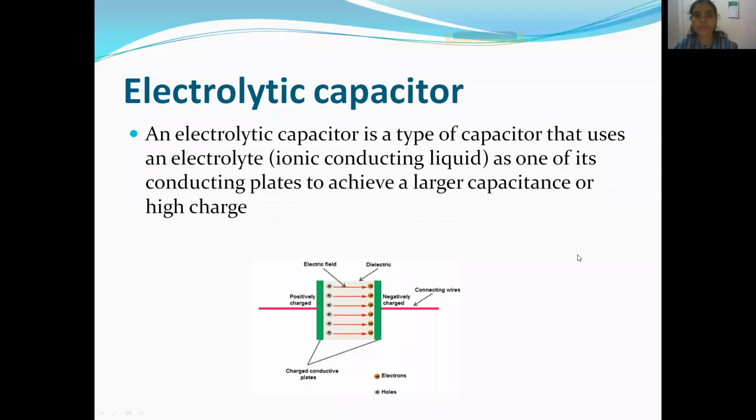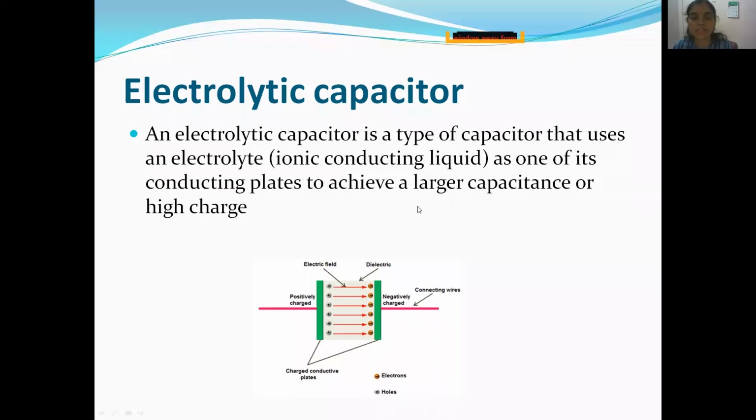Next is an electrolytic capacitor. An electrolytic capacitor is a type of capacitor that uses the electrolyte, an ionic conducting liquid, as one of its conducting plates to achieve a large capacitance or high charge.